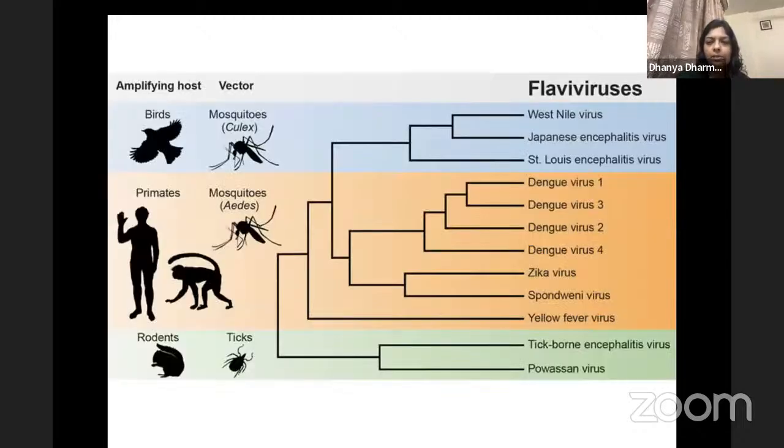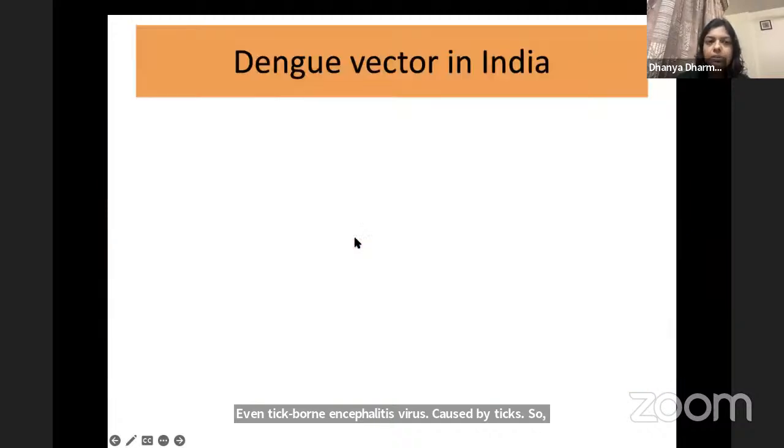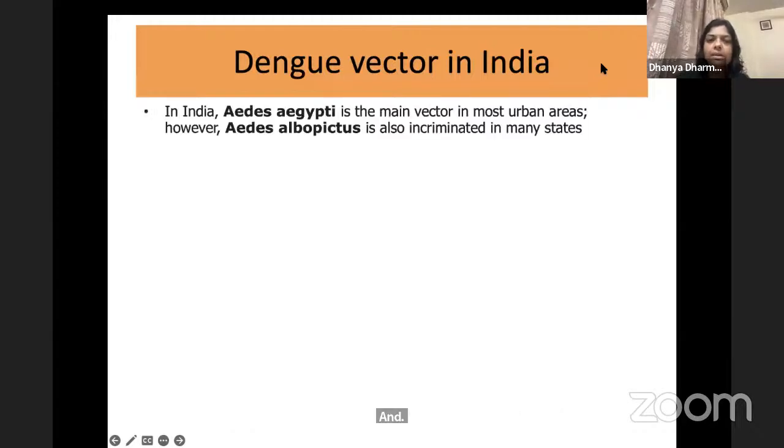Now, we know that dengue is caused by the dengue virus, and there are 4 serotypes: 1, 2, 3, 4. It belongs to the family of flaviviruses. In the family of flaviviruses, you have Culex mosquitoes spreading Japanese encephalitis. You have Aedes mosquitoes spreading dengue, Zika, and yellow fever, whereas tick-borne encephalitis virus is caused by ticks. So dengue is predominantly spread by the Aedes mosquito, and in India, it is mainly Aedes aegypti. But it has recently also been found that Aedes albopictus is also the vector in many states.